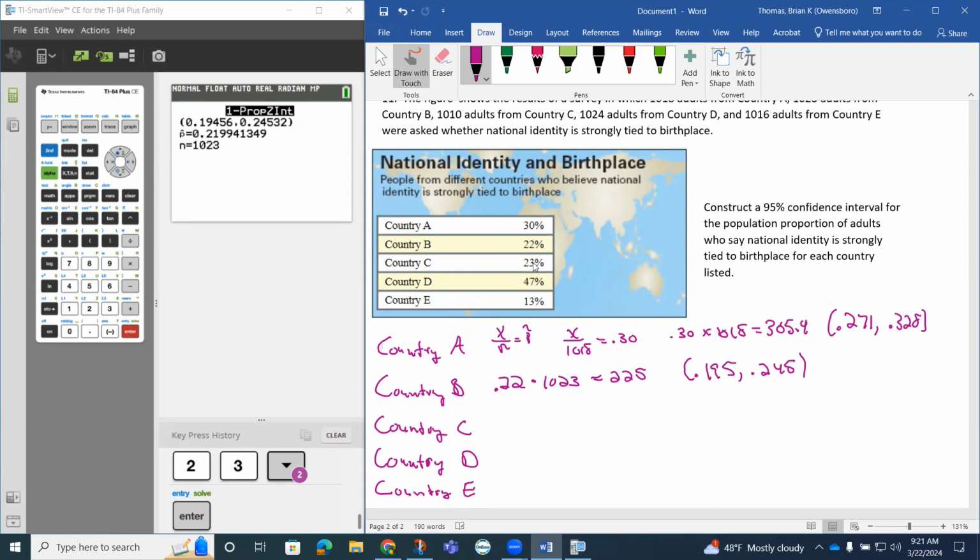But notice, if you look at the data, in country D there's a lot more people who identify with national identity, where in country E, not as many people identify with national identity tied to birthplace. So it's kind of where you're from. That's a big part of how culture works, is you have to really tie into people's different experiences. So I'll leave it at that, and I'll stop there.